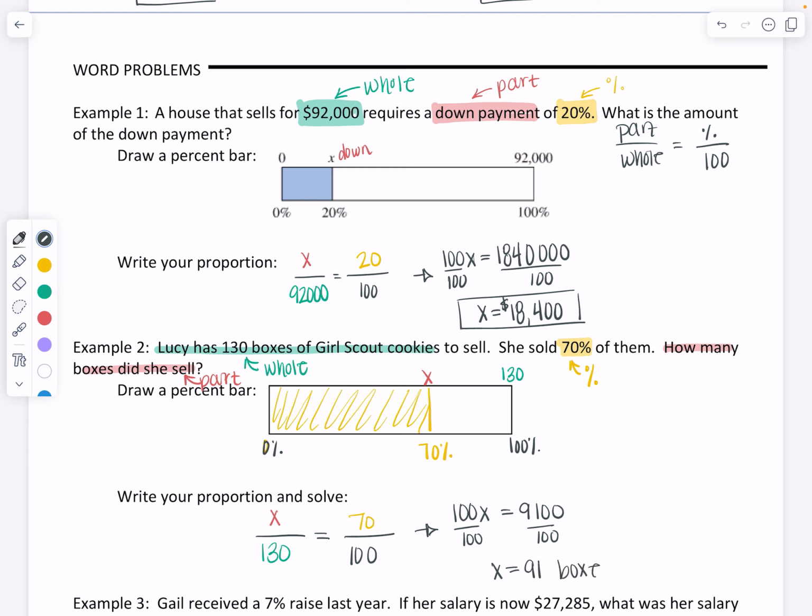Now remember, what this means is that Lucy, because she sold 70% of them, sold 91 boxes of the 130 boxes.